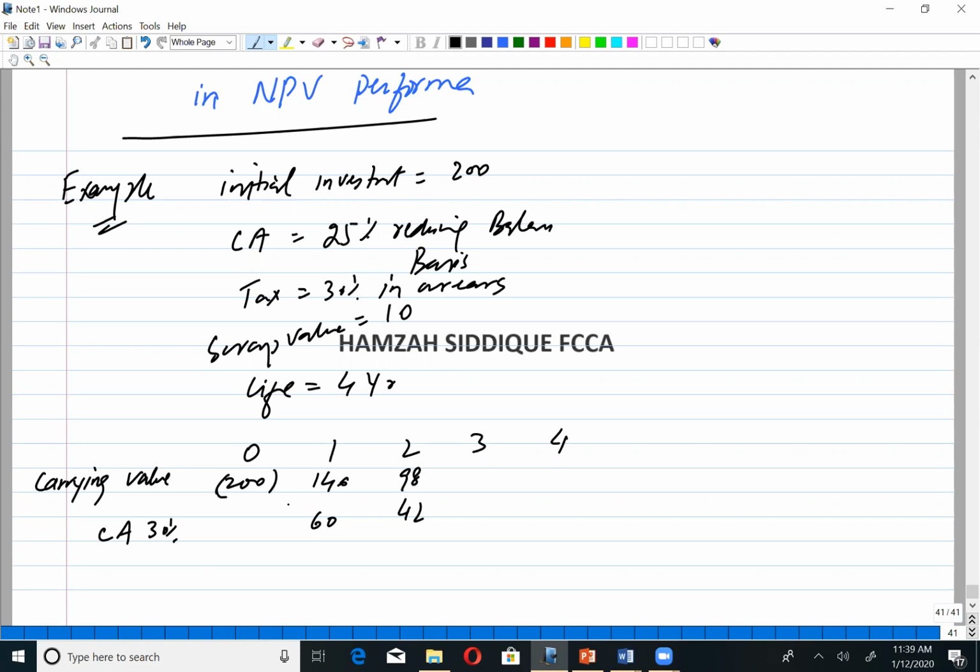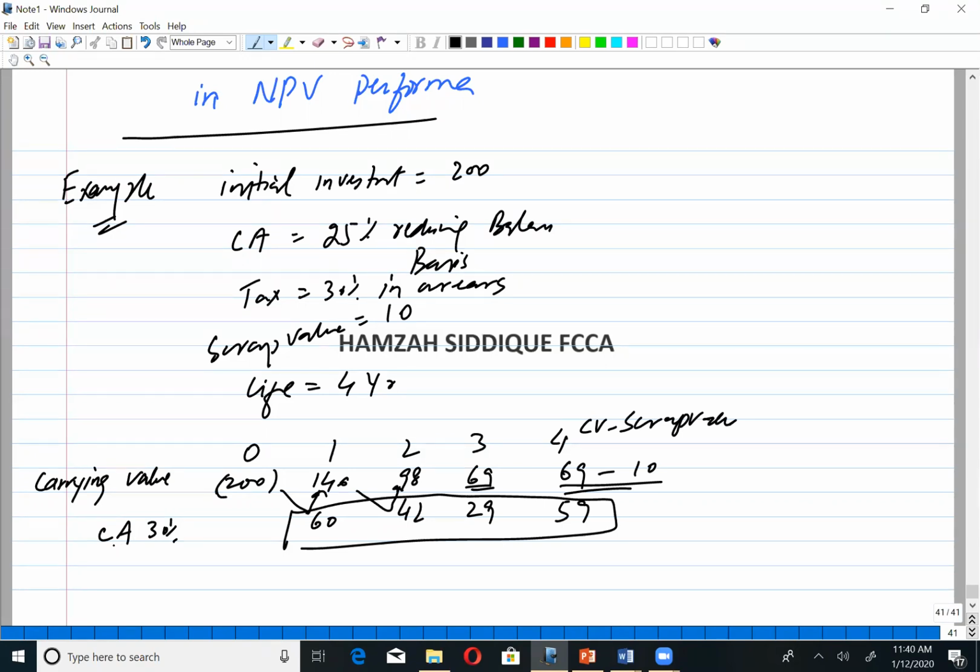So then you see here, this deducted, this deducted, then this, 98. So next is 98 times 0.3, 29. So what is the carrying value? 69. And in the last year, how to do? 69 whole minus scrap value. Carrying value minus last year value minus 10. The whole rest will be charged as capital allowance. Here is the capital allowance.